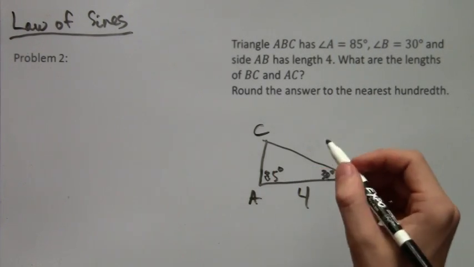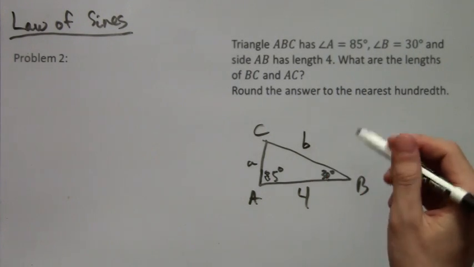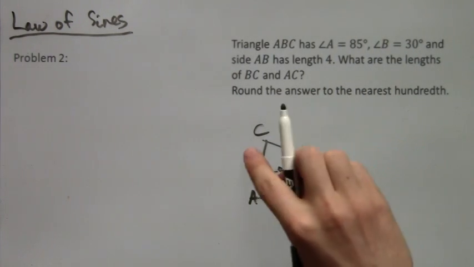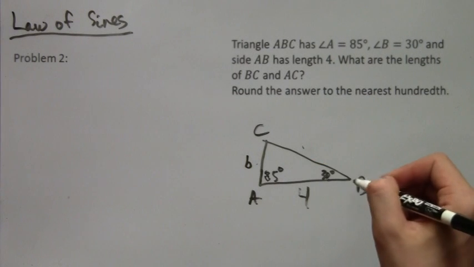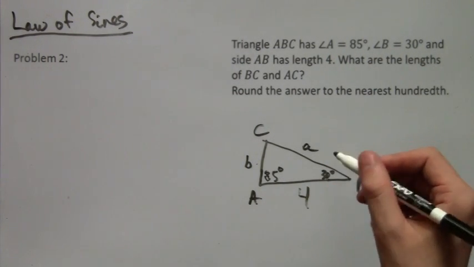So now we will label the third point, where the two lines intersect from 30 and 85 degrees, and that's point C. Now I label lowercase b across from uppercase B and lowercase a across from A.